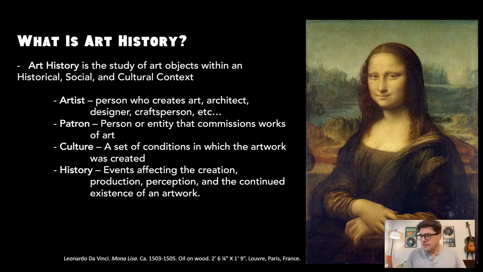And then another final lens, and by all means, these are not the only four, but definitely from a historical context: the events affecting the creation, the production, or even the perception, and then potentially even the continued existence of that artwork. Does the Mona Lisa today in 2026 mean the same thing that it did when it was displayed in 1505? And as we will get into, even though the Mona Lisa is now one of the most iconic works of art in the history of mankind, it really wasn't that big of a deal.